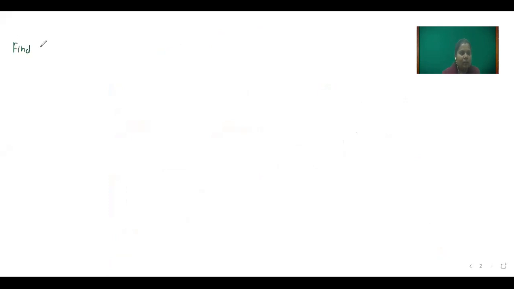So please write down the first example. Find reactions for the figure given below. So I will draw the figure here. You can also draw, and then we will solve the problem.